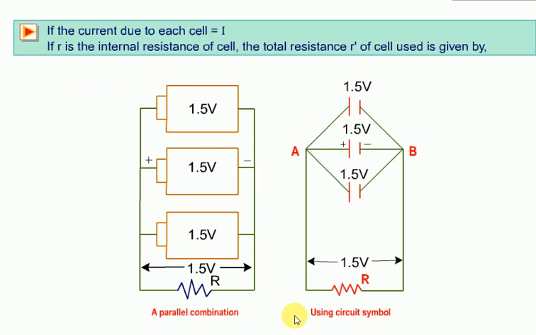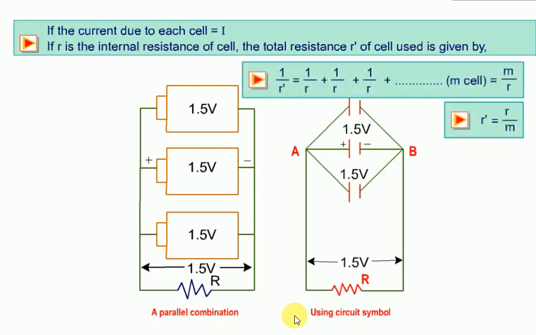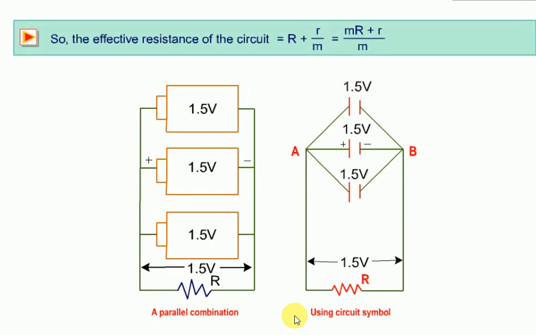If the current due to each cell is equal to I, and r is the internal resistance of a cell, the total resistance r dash of the cells used is given by 1 by r dash equals 1 by r plus 1 by r plus 1 by r, and so on to the M cells, which is equal to M by r. So, the effective resistance of the circuit is equal to R plus r by M, which can be written as MR plus r divided by M.